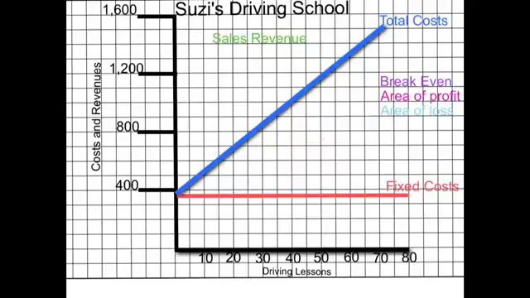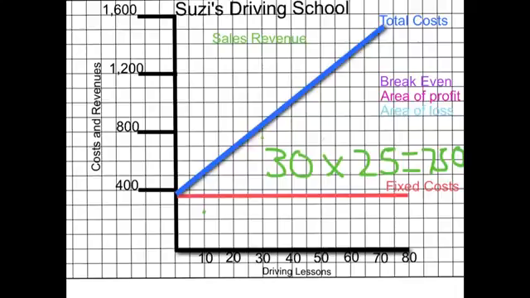So let's calculate. 10 driving lessons multiplied by 25, because she charges £25 for each one, is £250. So let's plot that on the graph. 250. Okay, let's do the same for 30. So 30 driving lessons multiplied by 25 equals £750. Let's plot that on the graph.